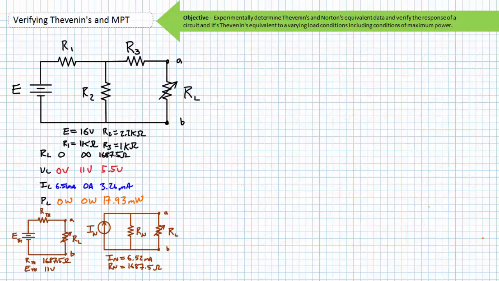Alright, I do believe we beat this example to death. Let's build the original circuit and see if we can experimentally determine the Thevenin's or Norton's equivalent values. Then we'll build the Thevenin's equivalent circuit and see how the original and the Thevenin's equivalent simplification respond to different load resistances. Ideally, they should behave identically.